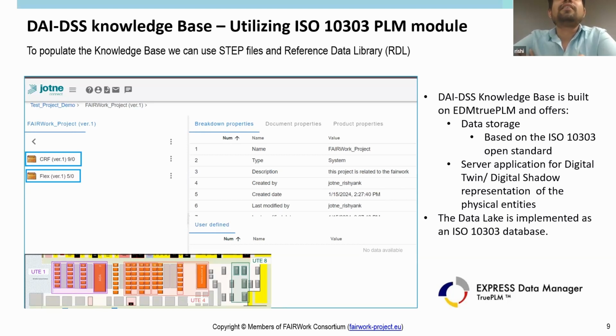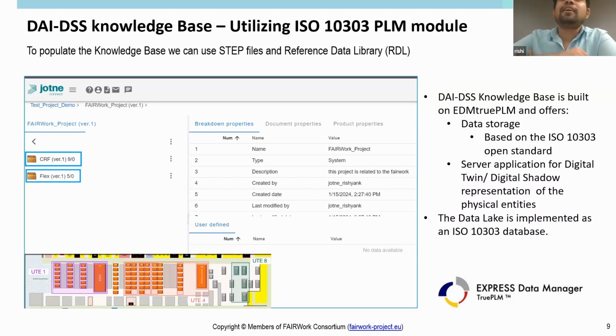So the knowledge base itself, as I told you, is a standard-based repository which utilizes ISO 10303 as a standard for operating this knowledge base, and we have the capability to store digital twin or digital shadow representations. We have this server application where the user can access the application in a GUI on a web browser and utilize the functionalities provided by this repository to create the required digital representations.